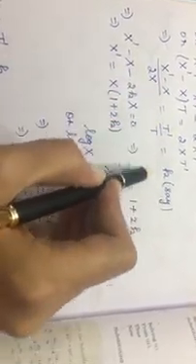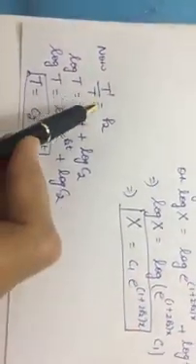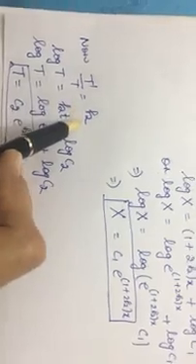Now we have to solve this one, that is t dash over t is equal to k. So we will come to this one now. So t dash over t is equal to k.